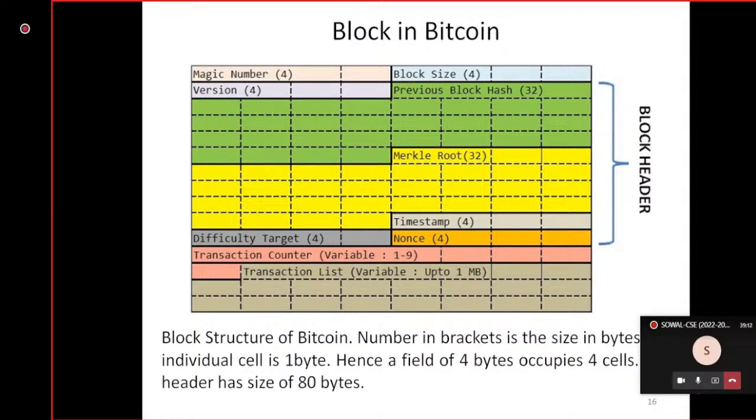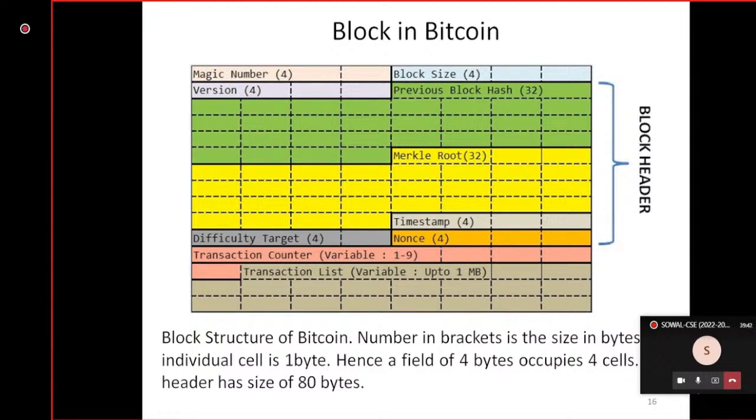There is a magic number, which is an identifier for the blockchain network. It is a constant. Block size indicates the size of the total block. Then there is the previous block hash, which is 32 bytes and contains the hash of the previous block. Then there is the Merkle root: for all the transactions we create a hash tree, and we store it as the Merkle root.